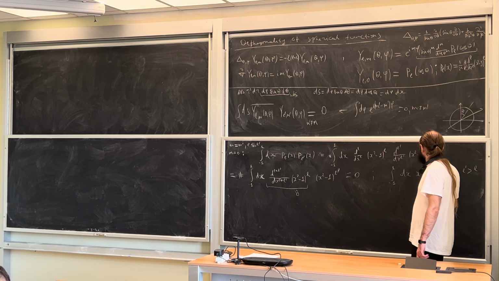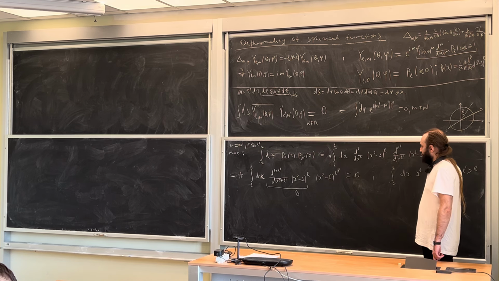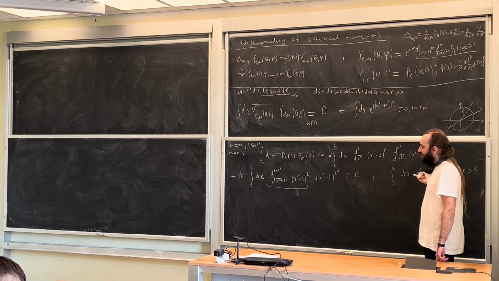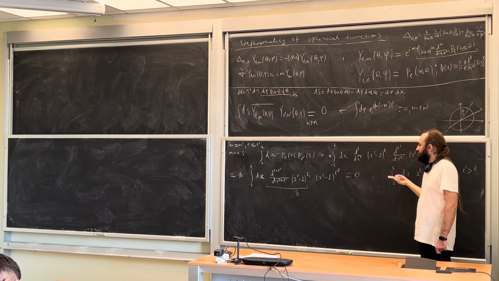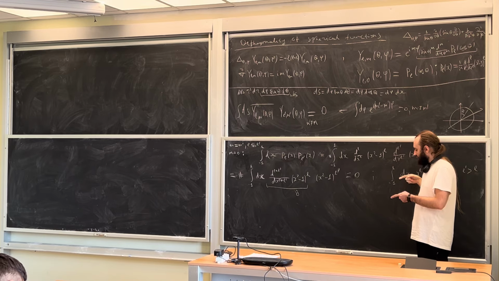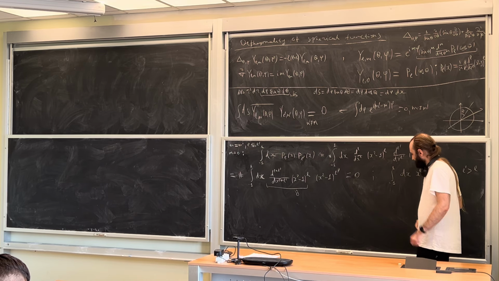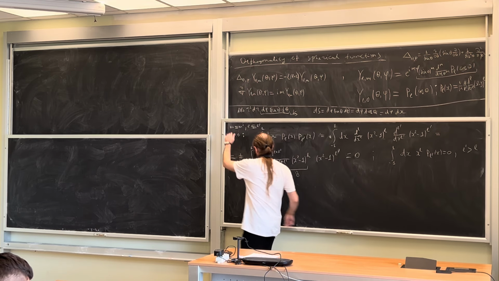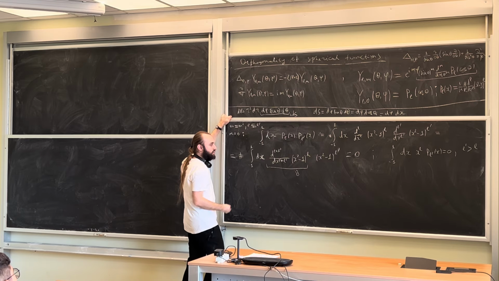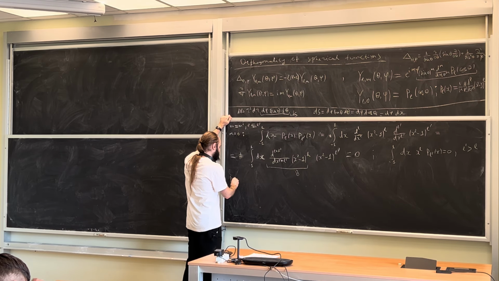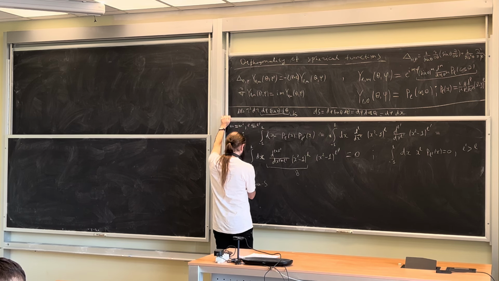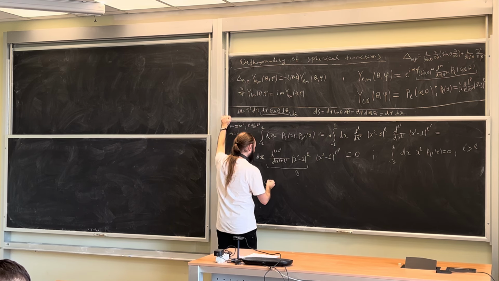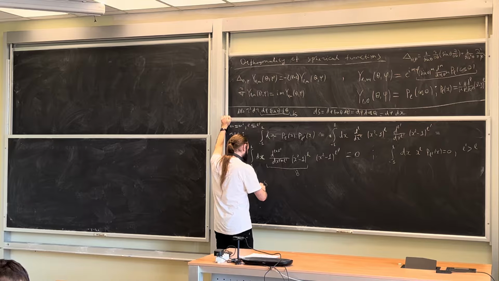So the statement is the following: these Legendre polynomials can be obtained as a Gram-Schmidt orthogonalization of a monomial basis on the interval from minus 1 to 1. So they come from Gram-Schmidt orthogonalization.